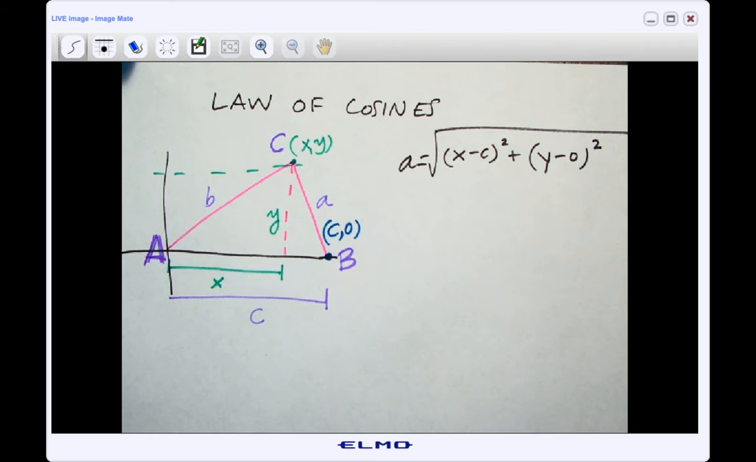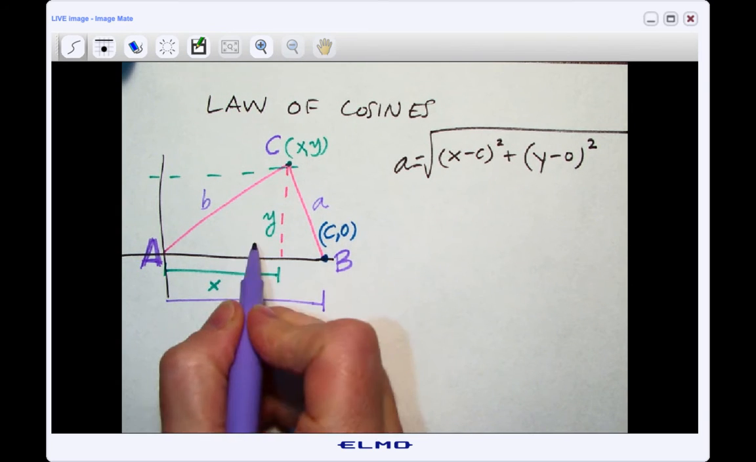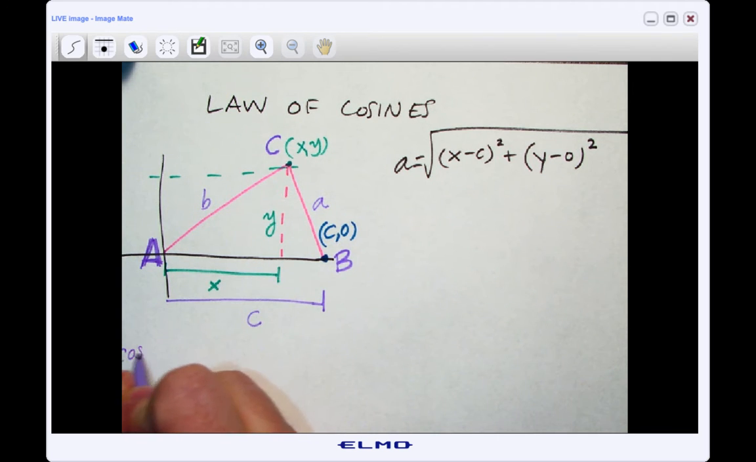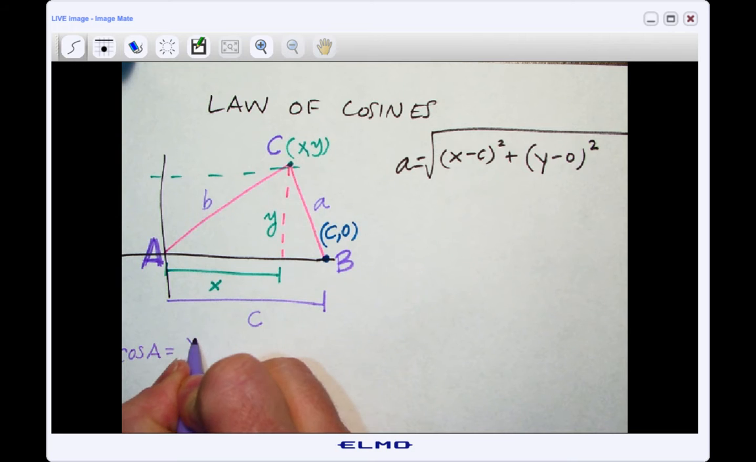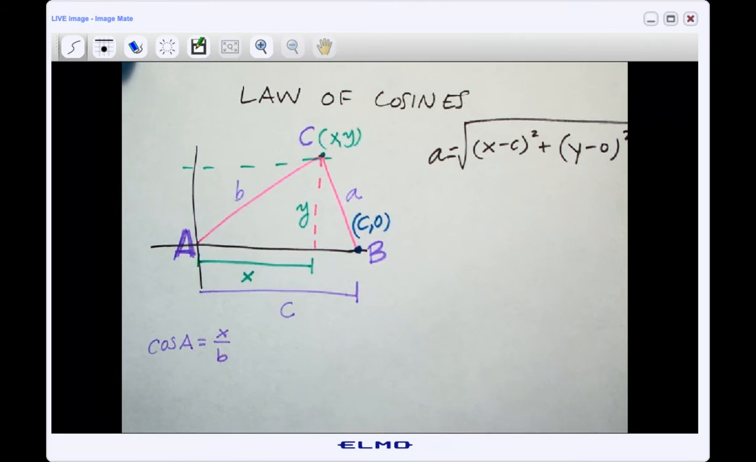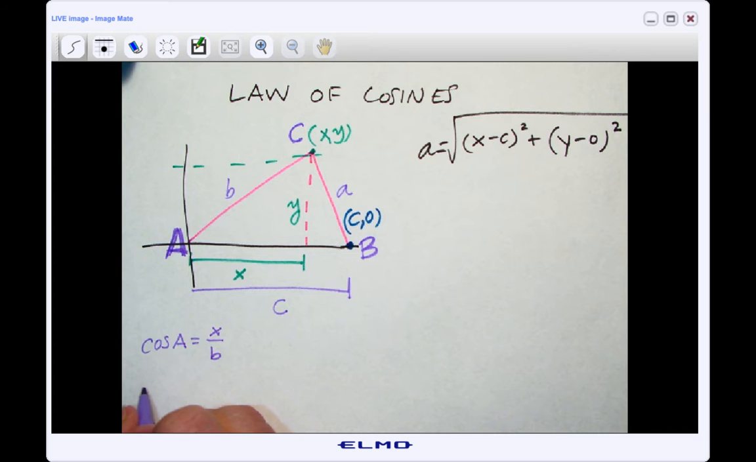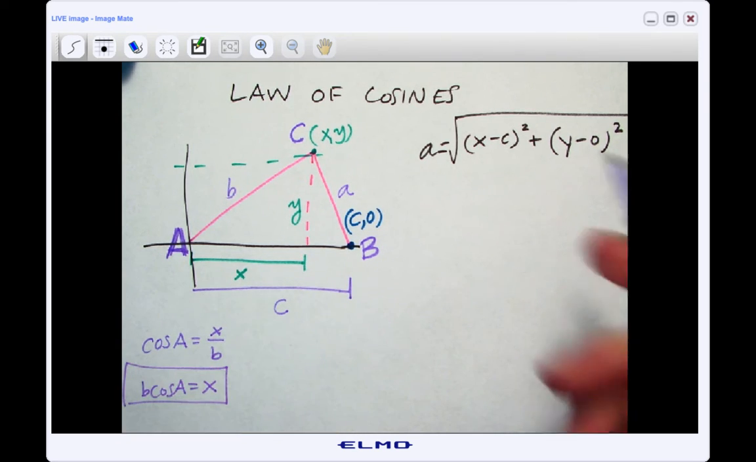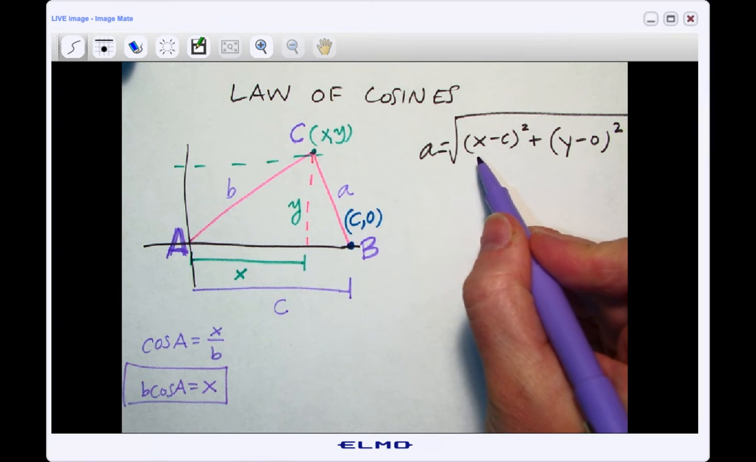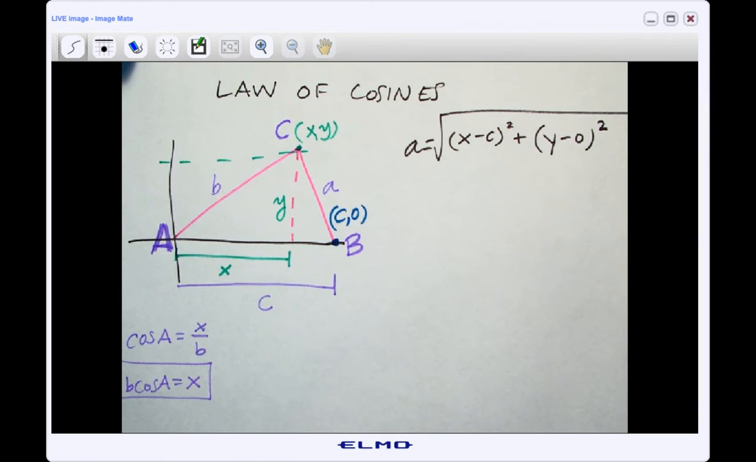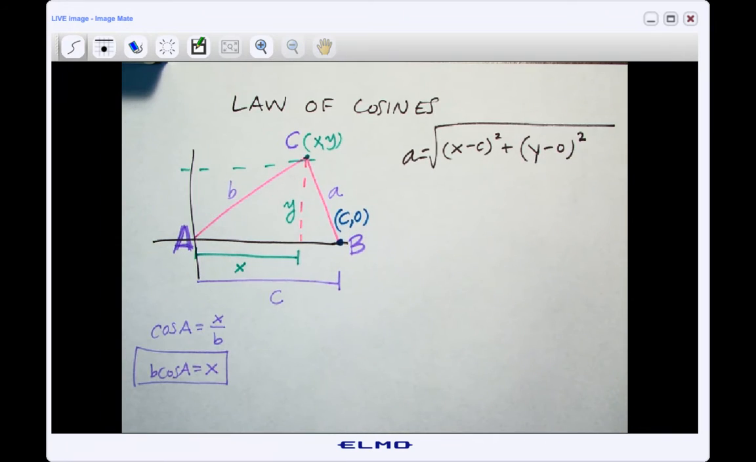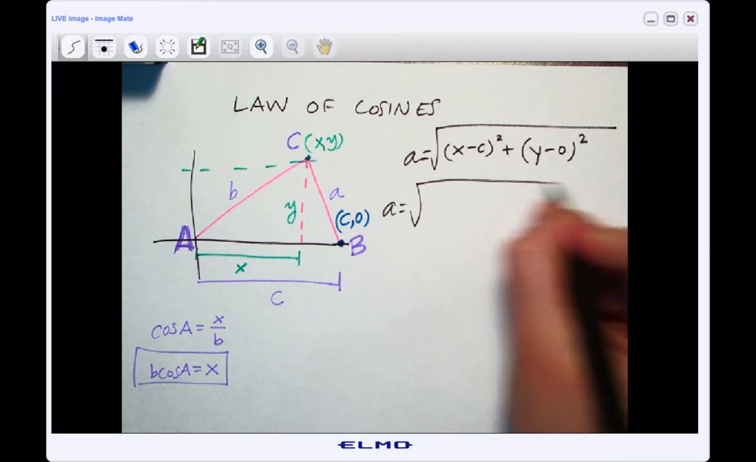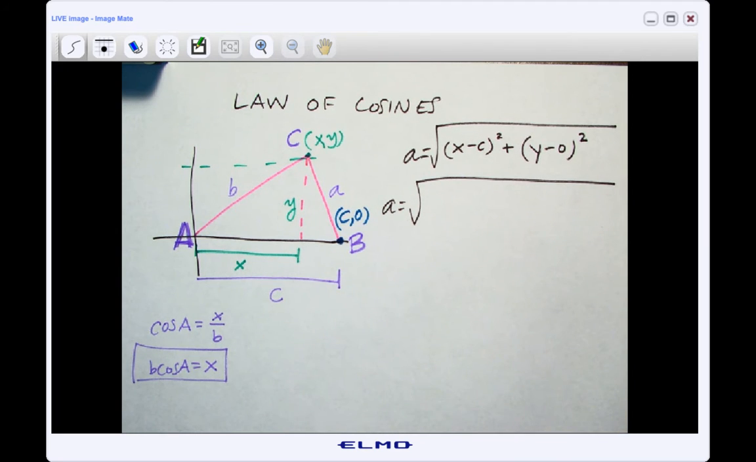So let's do that. Let's see, cosine A would be what? Adjacent over hypotenuse. So cosine A would be x over b. Or we could say that b cosine A is equal to x, which I like because that will help me replace something in my formula. Okay, so I already have something I can replace in my formula. Let me zoom out just a smidge more, just so I don't keep going off the screen here. So I can already say that A is equal to, well, let's get rid of that x right away. I'm going to call it b cosine A.